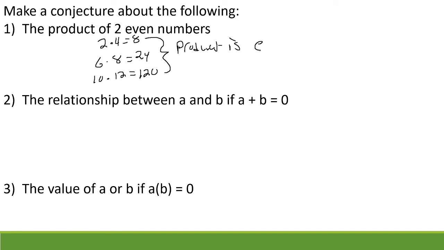is even. Because based on the examples I did, which are only 3, every time I multiplied two even numbers, I got an even number back. So I can say that the product of two even numbers is most likely going to be even. But that's a conjecture based on my inductive reasoning.